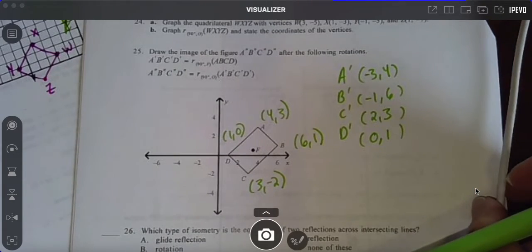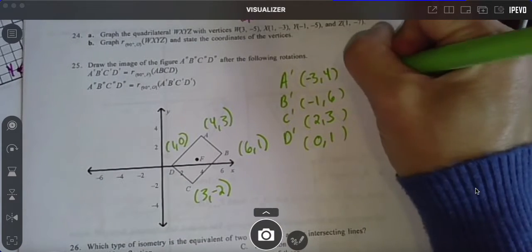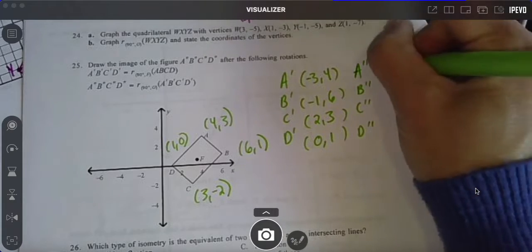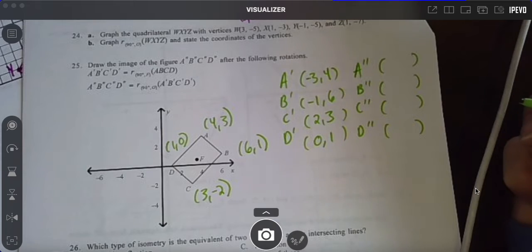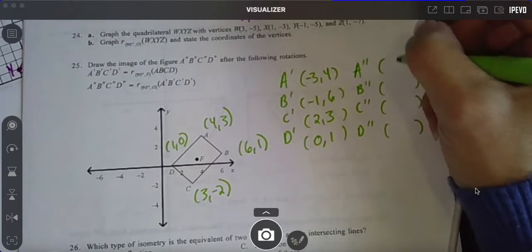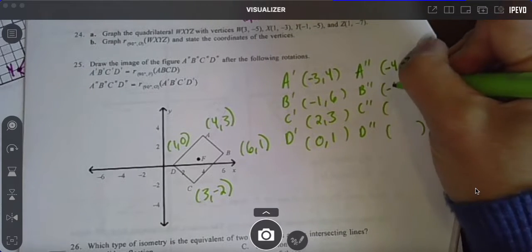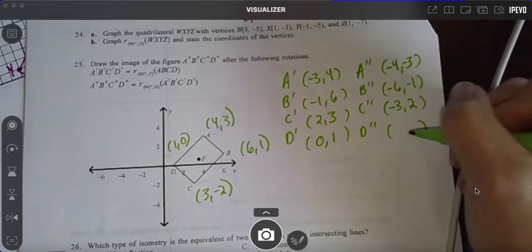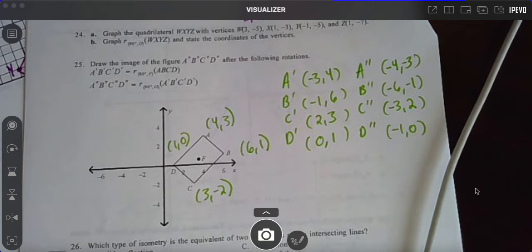And then I'm going to do now, what am I going to do again? 90 degrees again. Okay? So now I'm going to have all these, prime, prime. So what's my A going to be? We probably could have just done it 180, but I'm doing it exactly like they say. So it would be what? -4, -3, -6, -1, -3, 2, -1, 0. And I'm pretty sure that's your rules for 180.